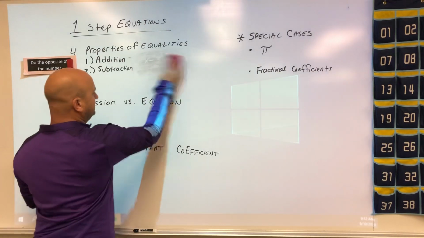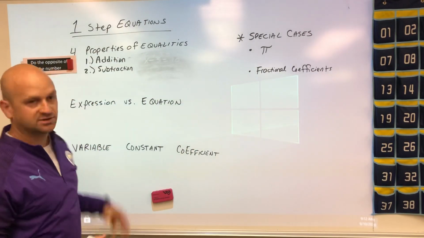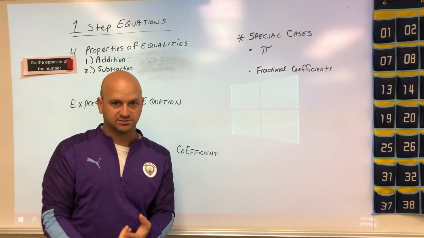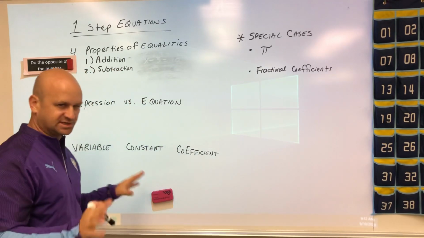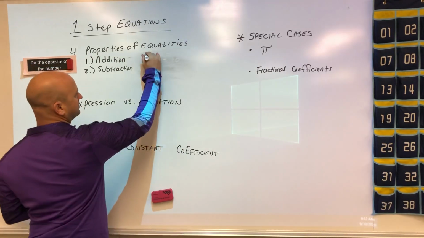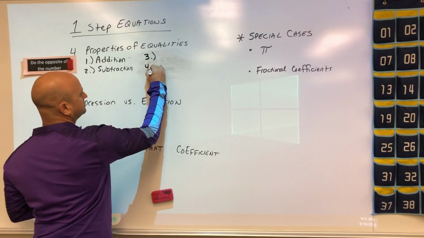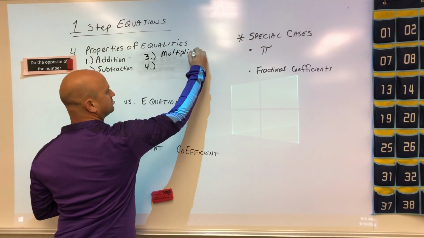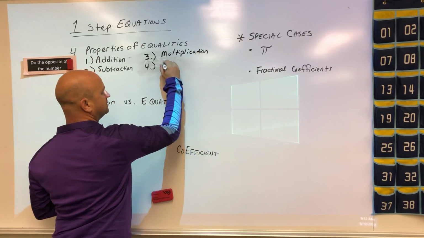All right, now, typically these two steps are done first in one-step equations and also in multi-step equations. Most times. There are some exceptions, but this is one of the first steps that you'll do. All right, now there are two other properties. You can probably guess. One is multiplication and one is division.